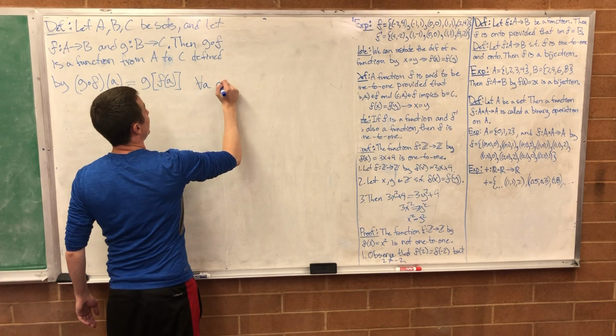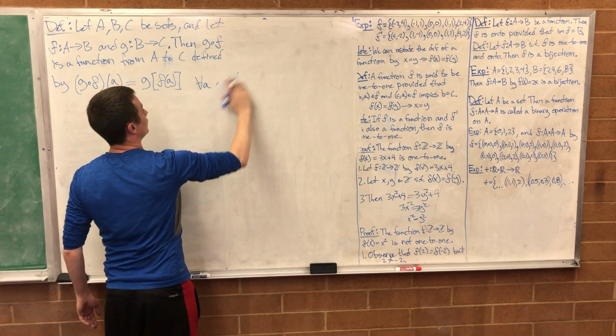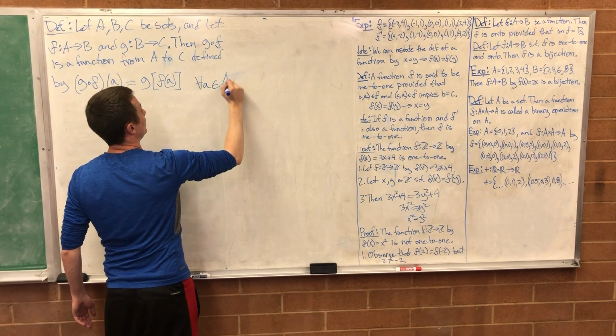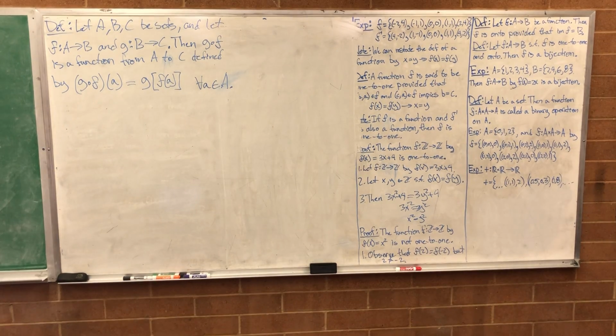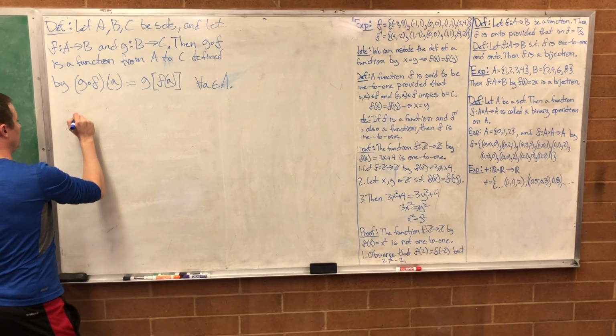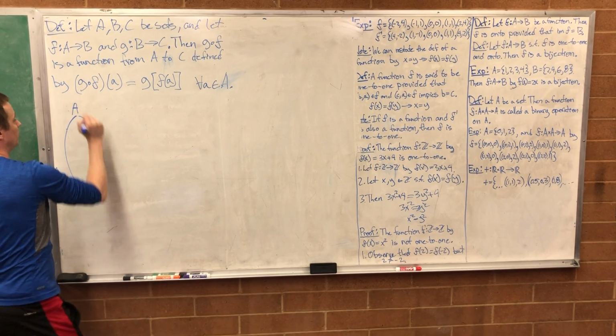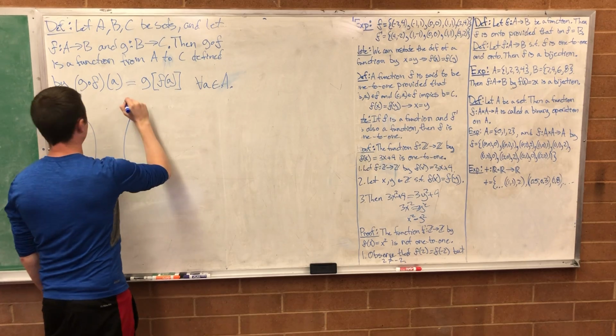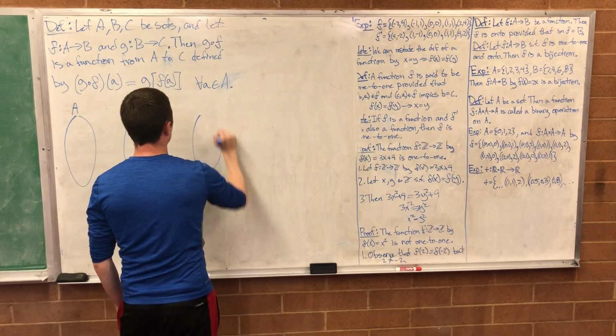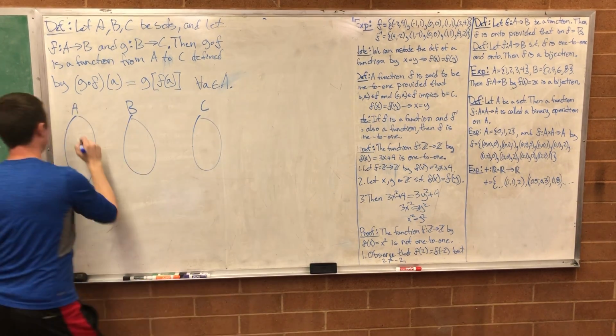For all A in the set, for all A in big A. So let's draw a picture of this and then go over it again. It seems very dense, but it's actually a pretty simple operation. So we have three sets, A, B, and C.